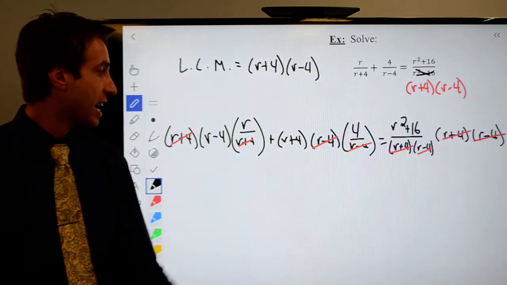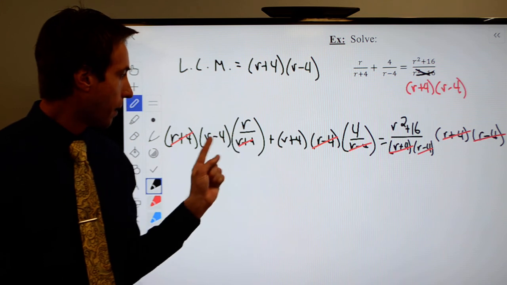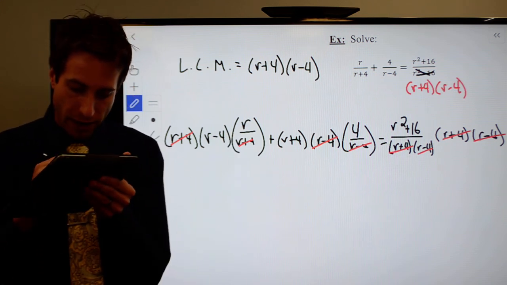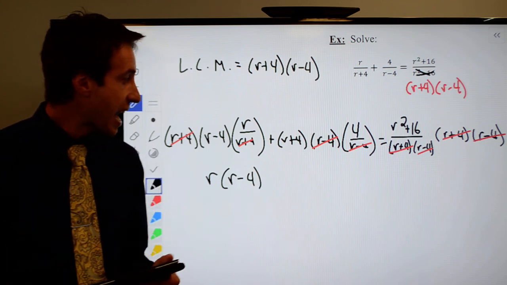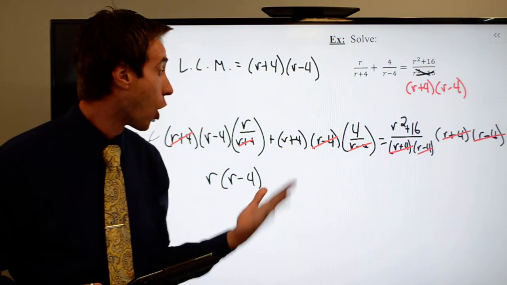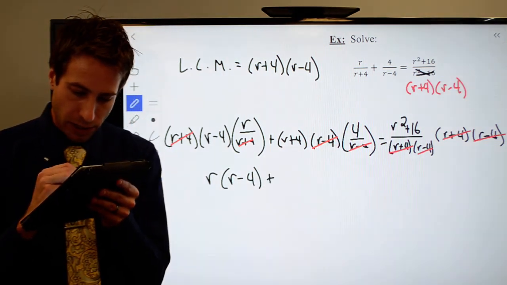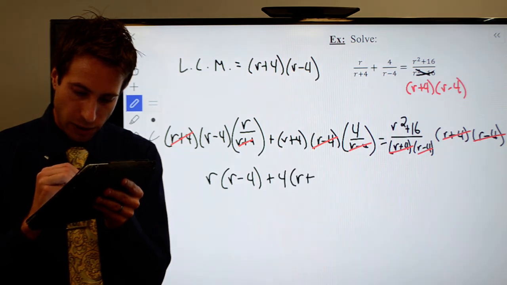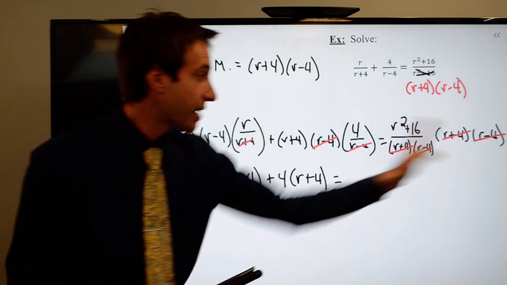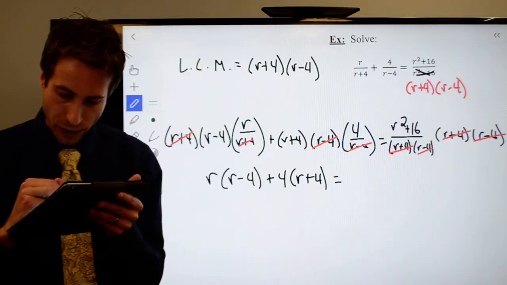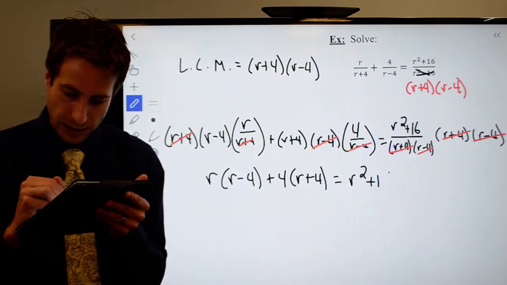Okay, great. So here we go. Here's what's left. r times r minus 4. So I have r times r minus 4. And then I have a 4 left and an r plus 4. So that'll be plus 4 times r plus 4. I'll have to distribute there, but we've seen that before. And on the other side, everything canceled except for my numerator, so I'm left with r squared plus 16.